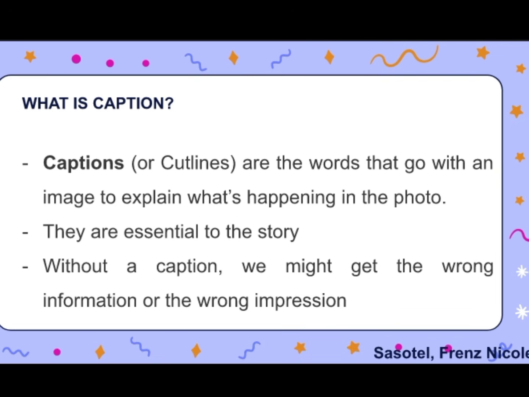So what is a caption? Captions, or what we call cutlines, are the words that go with an image to explain what's happening in the photo. In fact, a caption is very important as it gives the reader an idea of what the photo is all about, because without a caption, we might get the wrong information or the wrong impression. Captions can either capture the reader's interest or make them ignore everything you posted or printed. It depends on how you create your caption. That's why it's very important to think carefully about what to put in the caption.